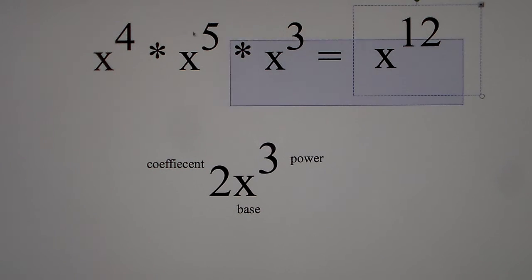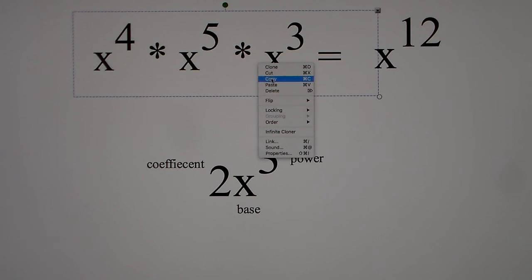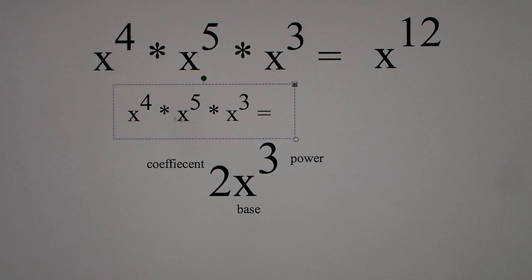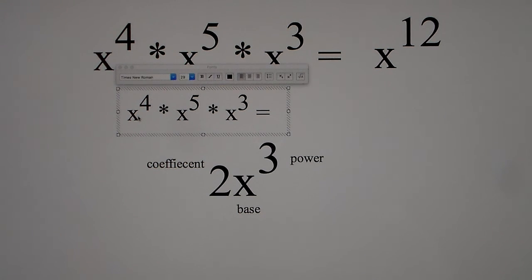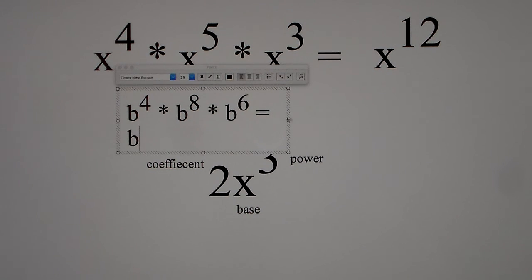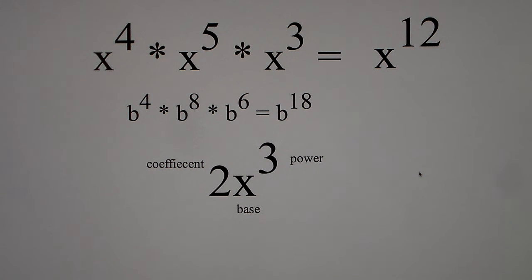Alright, let's just make sure we got it. Let's do one more. Then we're going to go into more of the difficult problems that you're going to be seeing. So let's say we got b to the power of 4, b to the power of 8, and b to the power of 6. Well, the answer to that would be b, and then we just add up all the powers. So 4 plus 6 plus 8, that'll get you a total of 18. So it'll be equal to b to the power of 18.